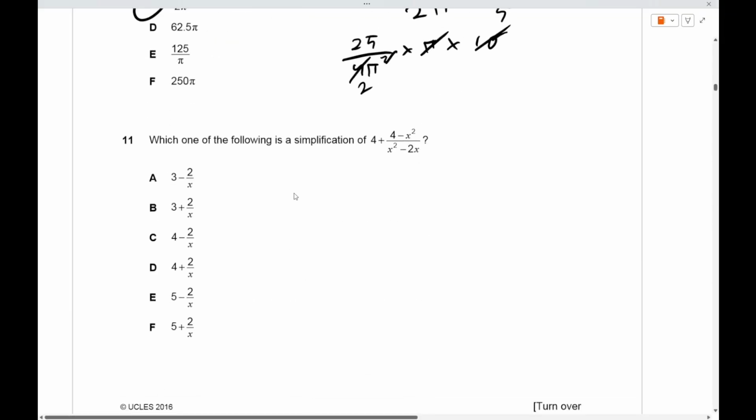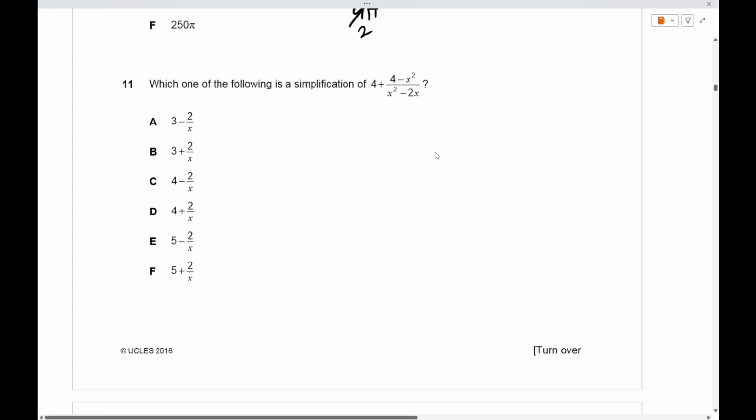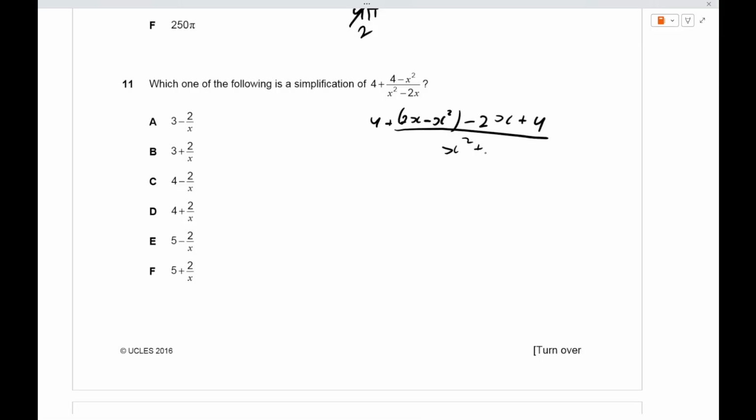The next question. It's a bit trickier, but if you know how to do it, it's really simple again. So you have x squared, so you know that you can get an integer out of this, since the denominator and the numerator both have an x squared term. You can also write this as 4 plus 2x minus x squared, no, sorry, minus 2x plus 4 over x squared minus 2x.